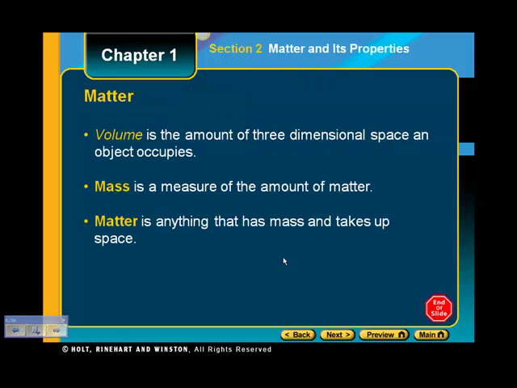I think these three definitions here should be pretty well ingrained in your brains by now. But matter is anything that has mass and takes up space, or in other words, has mass and volume, right?